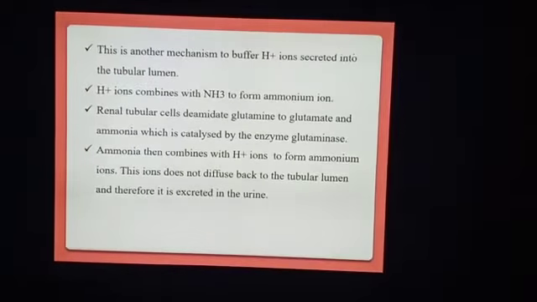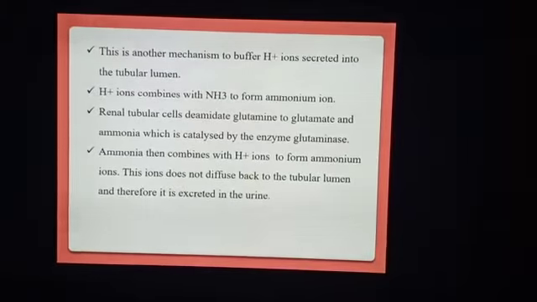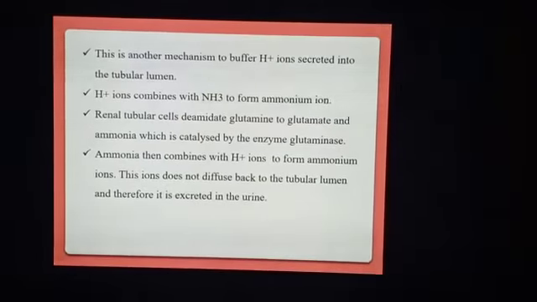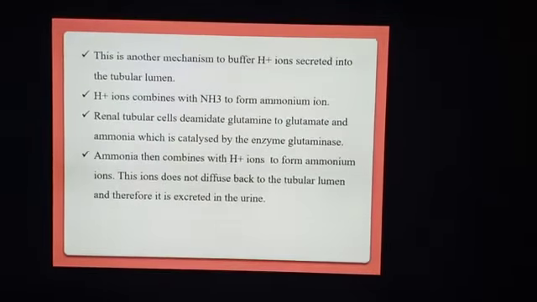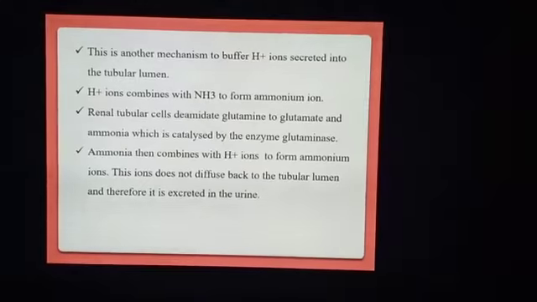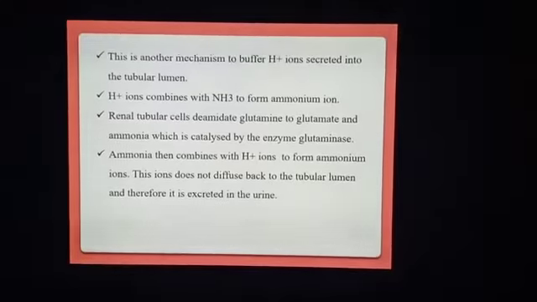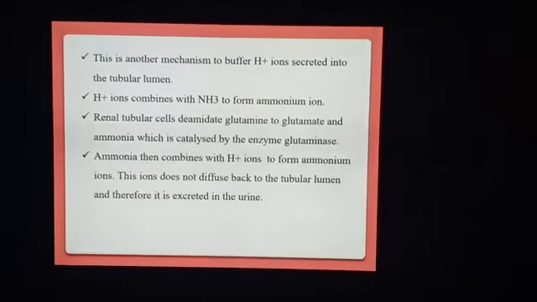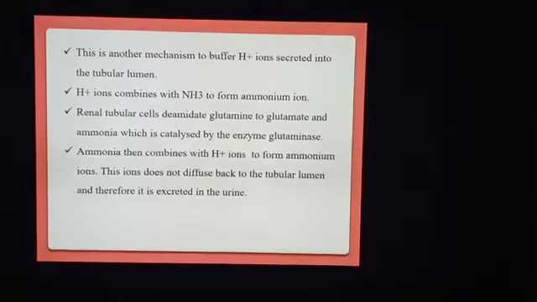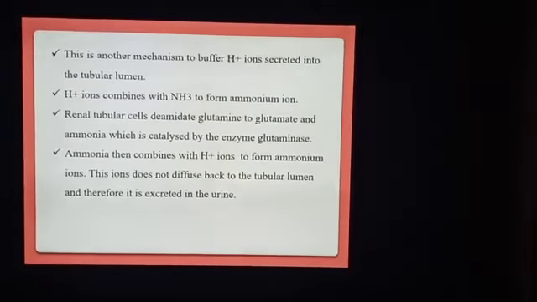And ammonia then combines with H plus ions to form ammonium ions, and these ions do not diffuse back from the tubular lumen, and therefore they are excreted in the urine. Ammonium is a major urine acid, and it is estimated that about half to two-thirds of the body acid load is eliminated in the form of ammonium ions. For this reason, renal regulation via ammonium ion excretion is very effective to eliminate large quantities of acid produced in the body, and this mechanism becomes predominant particularly in acidosis.